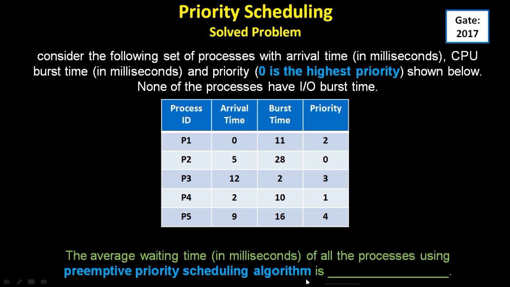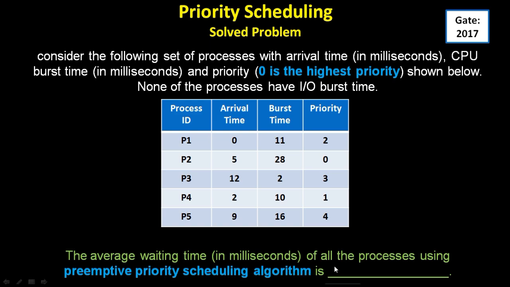So now we have this table. Consider the following set of processes with arrival time in milliseconds, CPU burst in milliseconds, and the priority, where 0 is the highest priority. None of the processes have I/O burst time. They have clearly mentioned all this description, and they have asked us the average waiting time in milliseconds of the processes using preemptive priority scheduling algorithm.